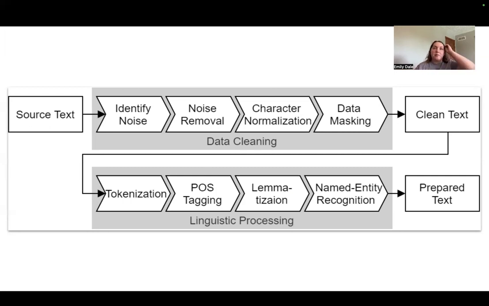Data masking, maybe we take things like, I think I used this example in this class, Arrowhead Stadium in Kansas City. Stadium and Arrowhead, they're both referring to the same thing. So maybe we would take out every reference of Arrowhead and just say stadium. And then supposedly we have clean text at the end of it. But really, the difference between clean text and prepared text is that linguistic processing layer.